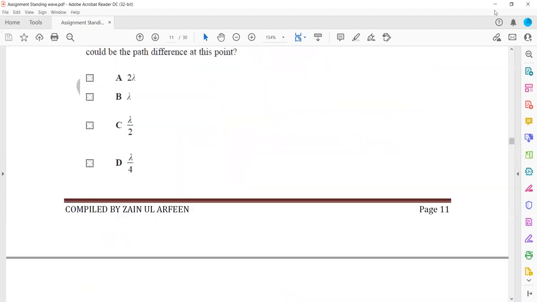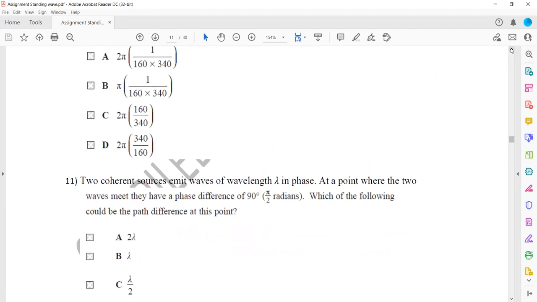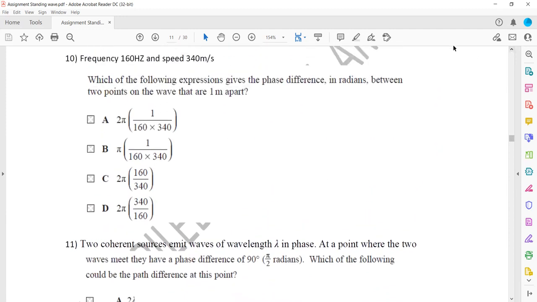In question 10, the frequency is 160 hertz and the speed is 340. Which expression gives the phase difference in radian between 2 points which are 1 meter apart? First thing, what is the relation with the wavelength? When one wavelength is there, what will be the phase difference? That is 2 pi radian. So one wavelength, or 1 lambda, is equal to 2 pi radian.